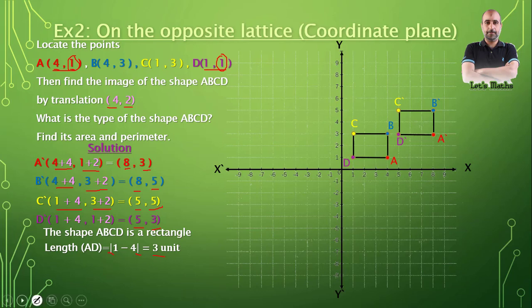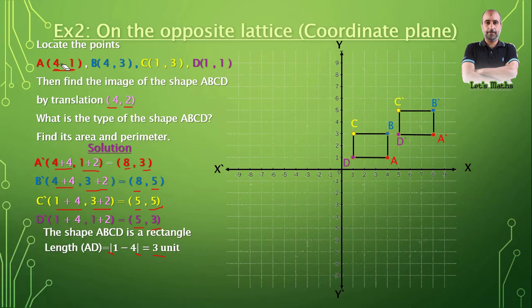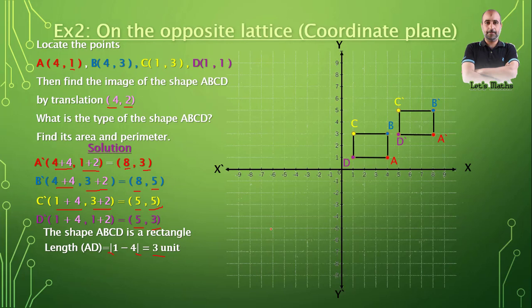And in the same way, let's get the width. The width is AB, for example. The start point is A and the end point is B. Now B minus A. The x values are the same, 4 and 4. Then we will find the difference between 3 and 1. Absolute value of 3 minus 1 equals 2 units.